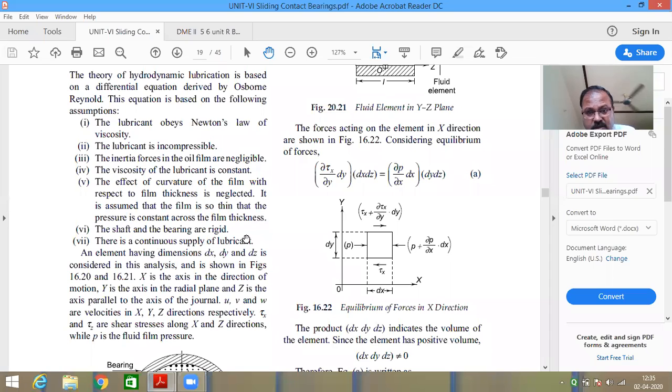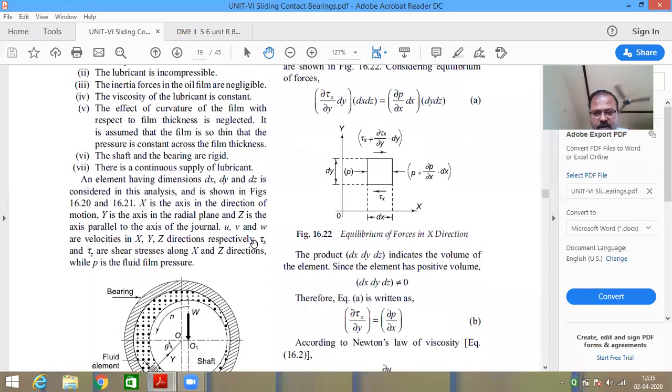There is continuous supply of lubricant. Continuous supply of lubricant indicates that there will be a constant thick film of lubrication, right? Because we are talking about hydrodynamic lubrication. Hydrodynamic lubrication means the space between the journal and the bearing will be filled by oil and it will have uniform thickness. So these are the assumptions made by Reynolds while deriving the equation.